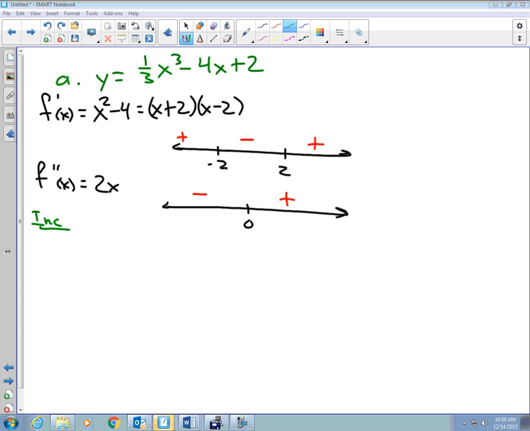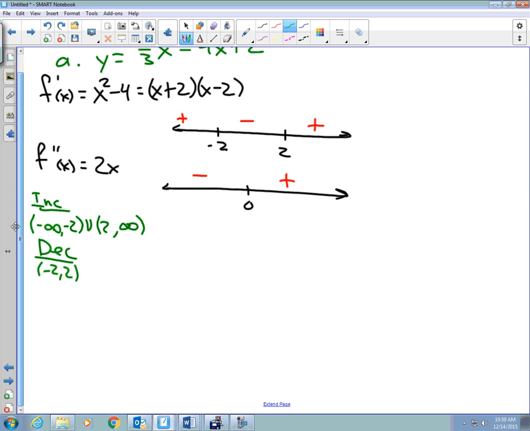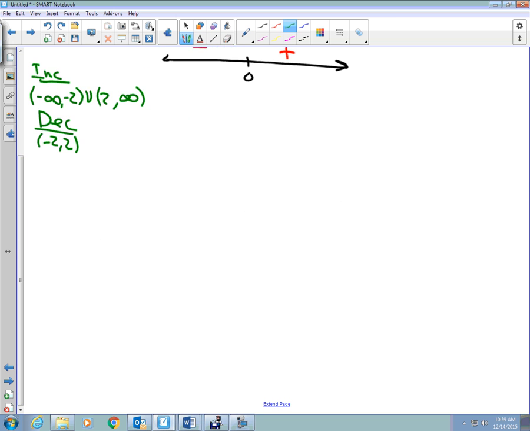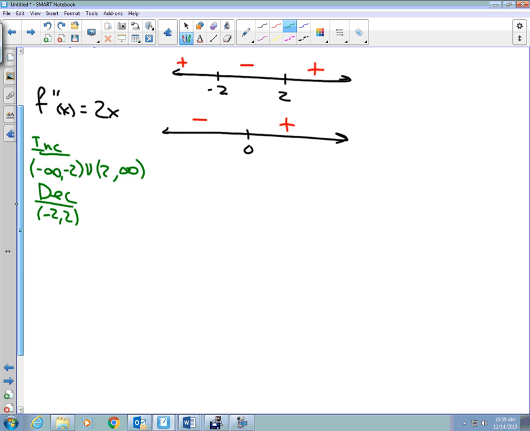Increasing, we already did that on Friday. So from -infinity to -2, union with 2 to infinity, and then decreasing from -2 to 2. And do not include -2 and 2, because the derivative is 0. In order for it to be increasing, the derivative must be positive, so we don't include that.